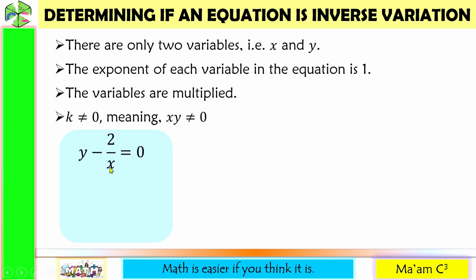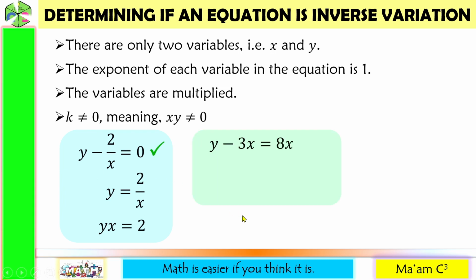We only have two variables here, y and x, and the exponent of y and x here are both 1. Now, are the variables multiplied? Let's see. Let us move negative 2 over x on the other side. It will become positive. Let us do cross multiplication. So we have y times x is equal to 2. Now, the variables are multiplied. And our k here is not equal to 0. So yes, this equation is an inverse variation.